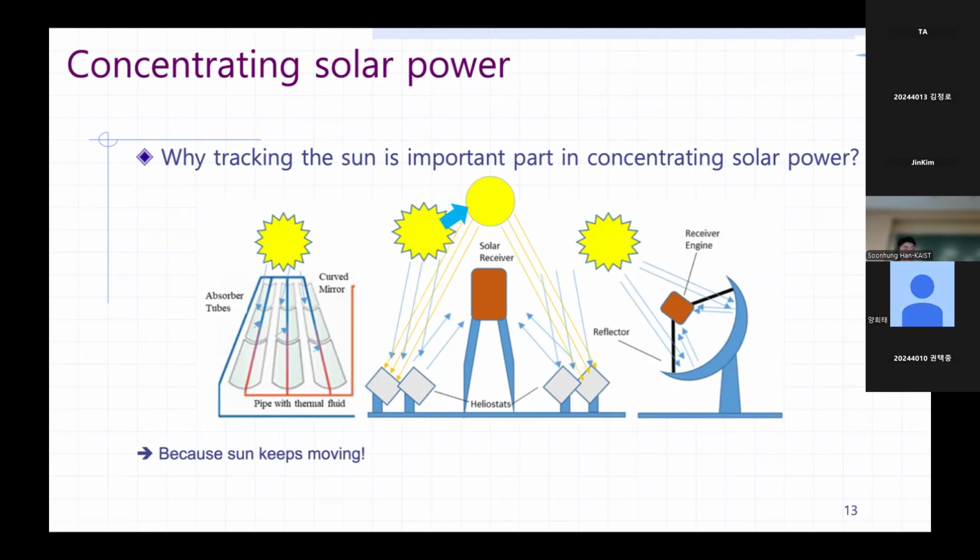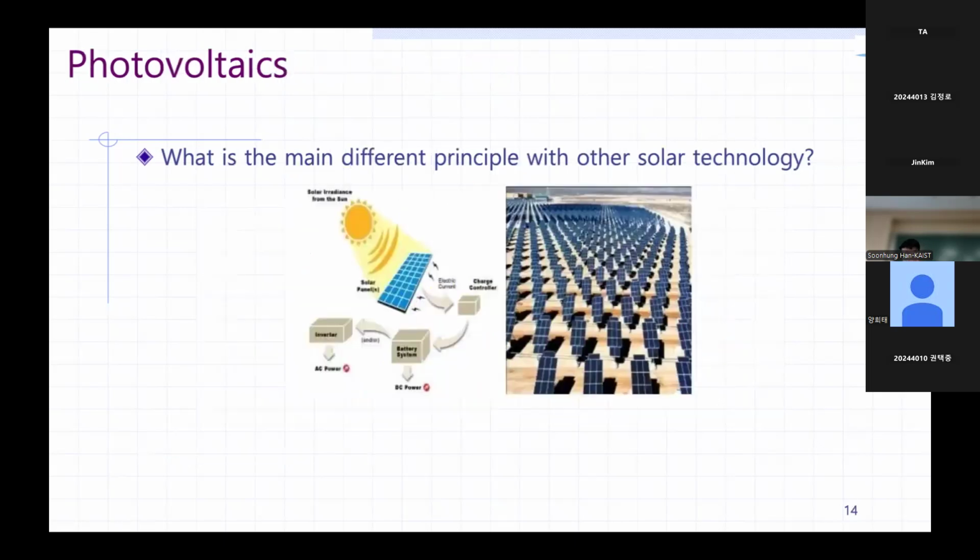Yeah, because the sun keeps moving, right? Yeah. Thank you. So the principle is we can convert solar light directly into electricity. Compared to what? Lighting compound.